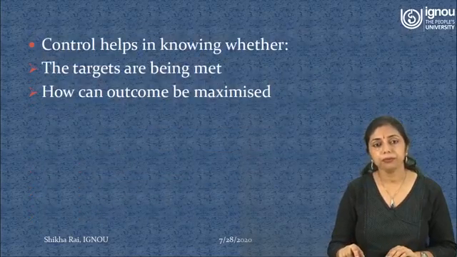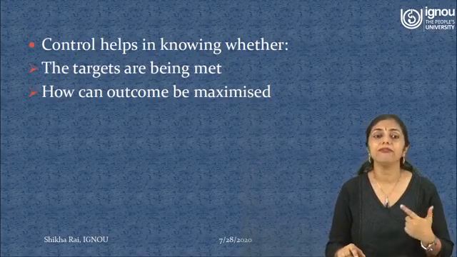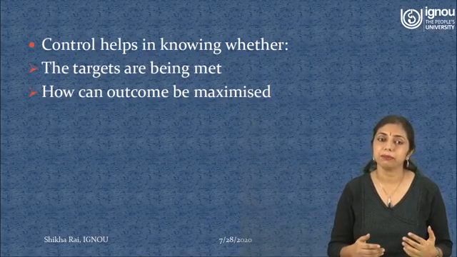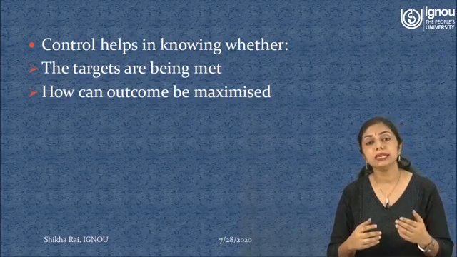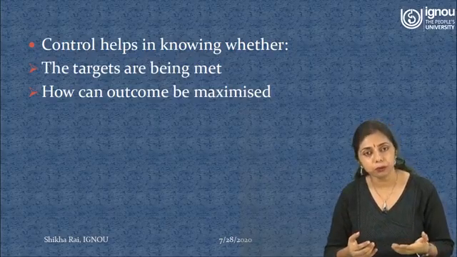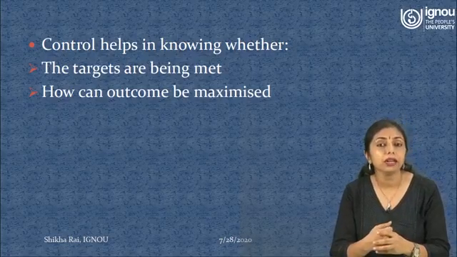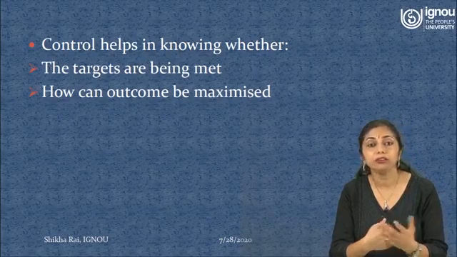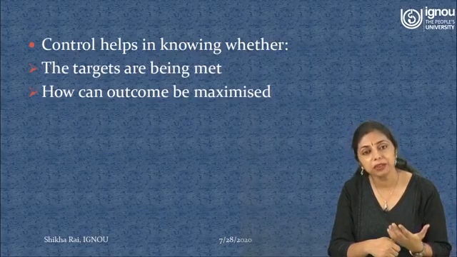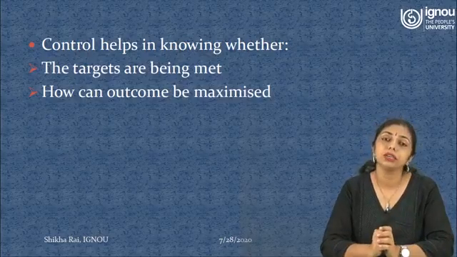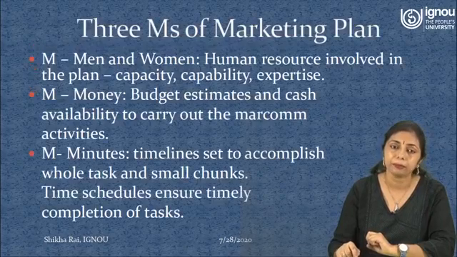So control helps in knowing whether the targets are being met, number one, and whether the outcome can be maximized. While we are looking at whether the short-term goals are being met or not, we can also see whether we can maximize the output. Maybe we are putting in more resources than needed, or maybe we can harbor greater results, greater feedback or greater responses from the public. So what should we do in order to maximize the output is also a part of control. So this was the SOSTAC formula of IMC planning.